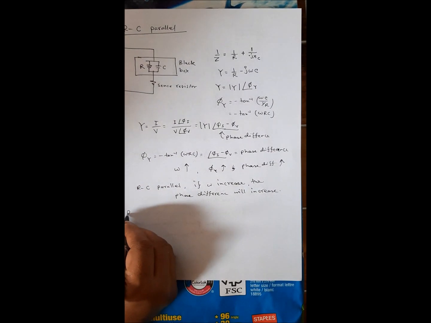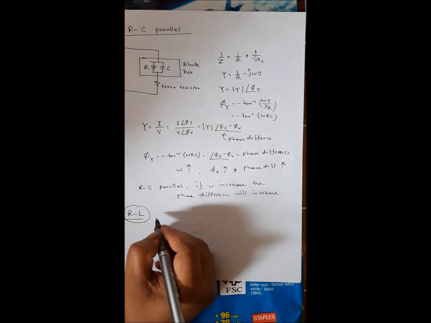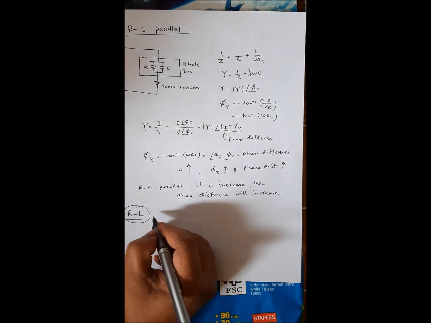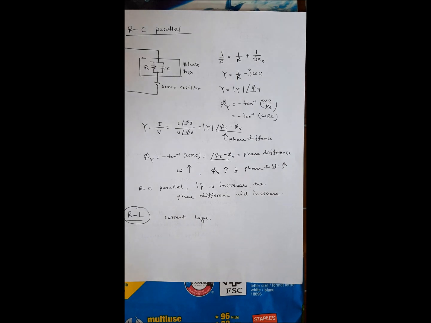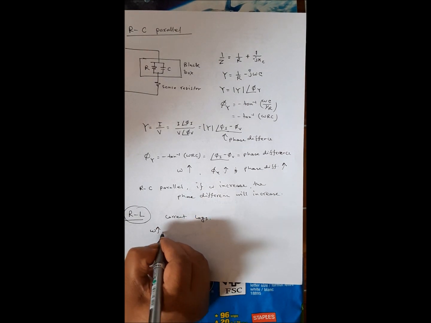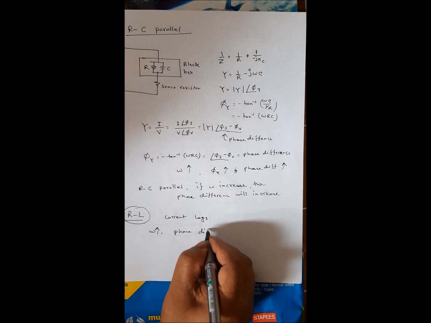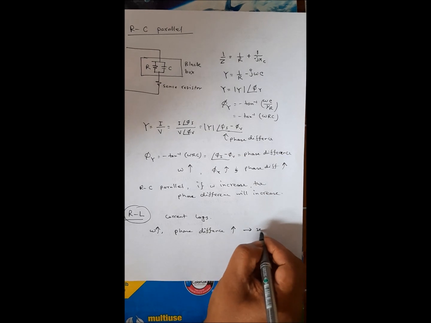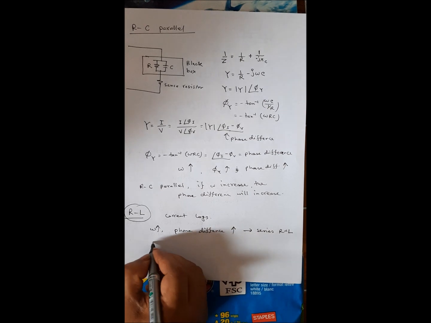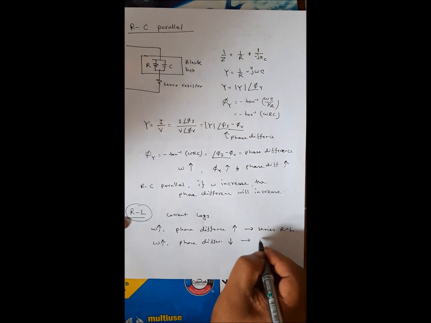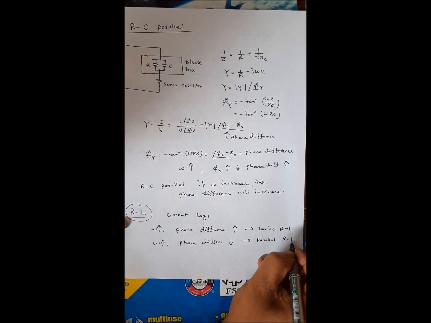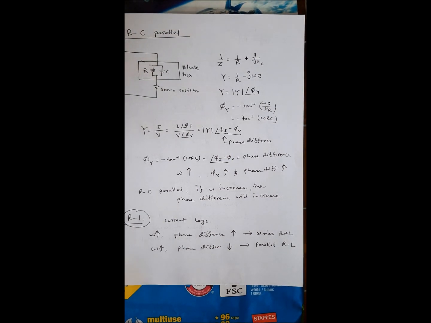Similarly for RL, for RL circuit, RL components, the current will be lagging, current lags, and also if you increase the frequency, increase omega and it causes phase difference to increase, that will be series RL. And if increase omega makes the phase difference decrease, that will be parallel RL. So this is how we can find the configuration of the black box.